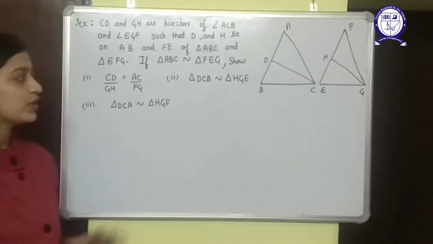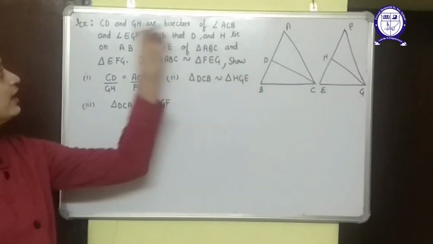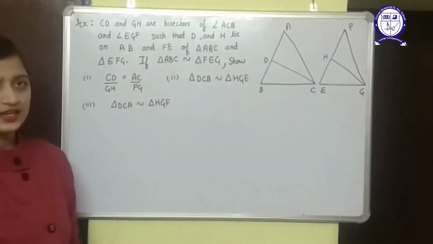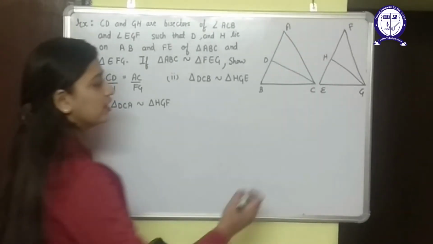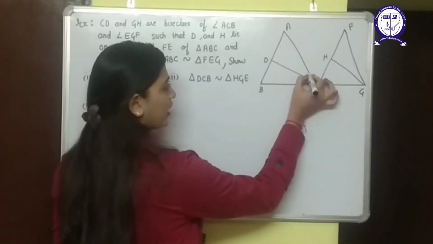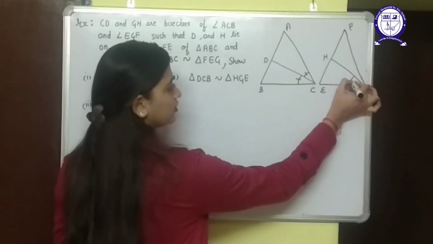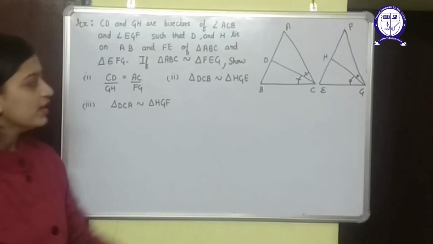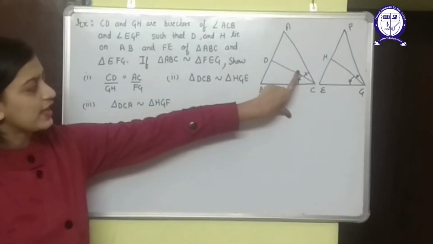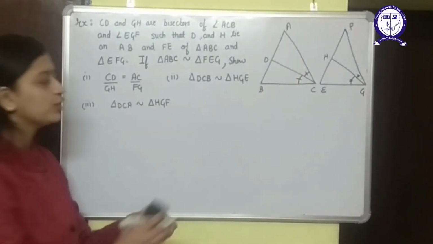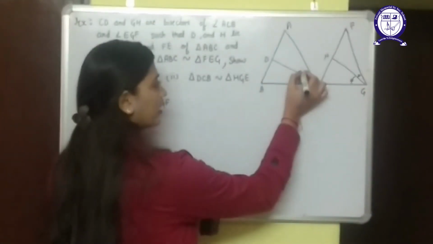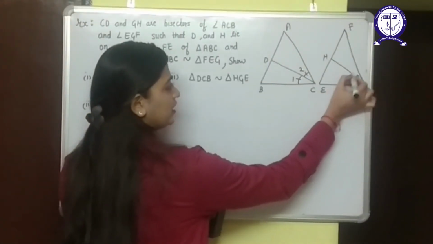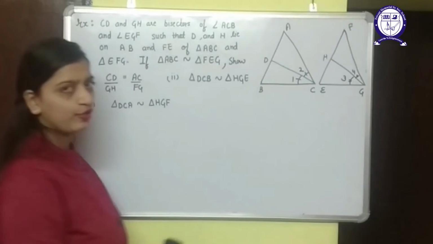Now first of all, what is given? It is given that CD and GH are bisectors of angle. It means these two angles are equal to each other, right? These are the bisectors, so this angle will be equal to this angle. You can name them angle 1 and angle 2. And angle 3 is equal to angle 4.